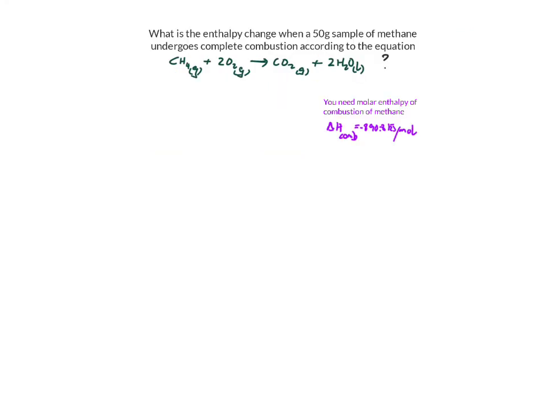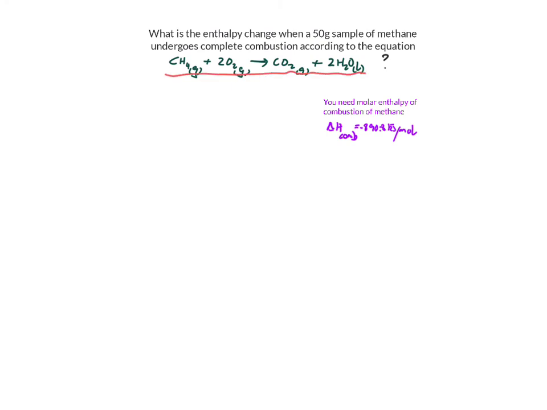Now we can also use this enthalpy and a concept known as molar enthalpy to figure out the mass of products and reactants, similarly to your stoichiometry in the past. The molar enthalpy is a term for the enthalpy of 1 mole of a substance. So a question I have here is, what is the enthalpy change when a 50 gram sample of methane undergoes complete combustion according to the equation? And the equation that we've got written out.